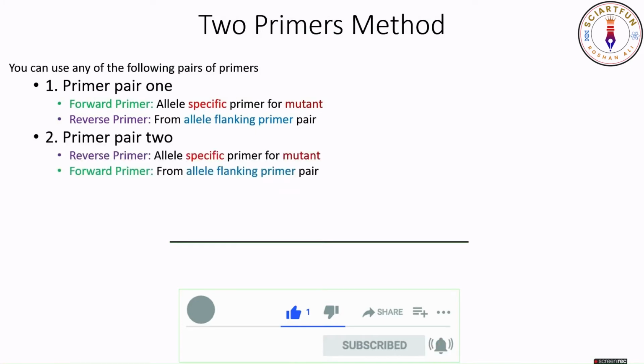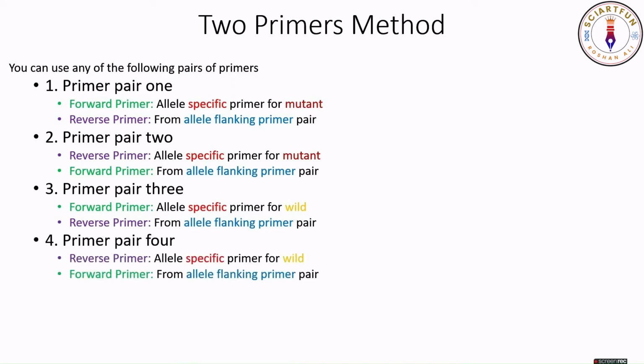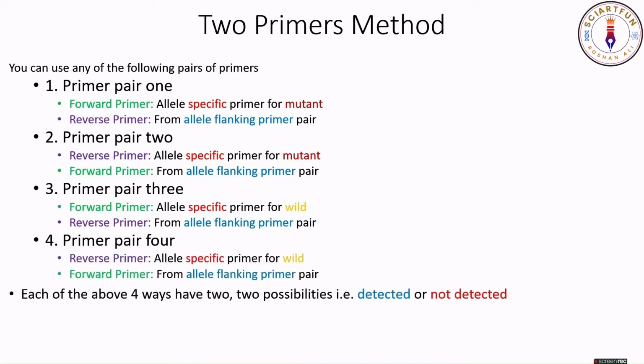In 2 primers method, you can use either of the following pairs of primers. This has already been explained in the previous slide in details. Each of the above 4 ways have 2 possibilities. That is, either the target allele is found or not.